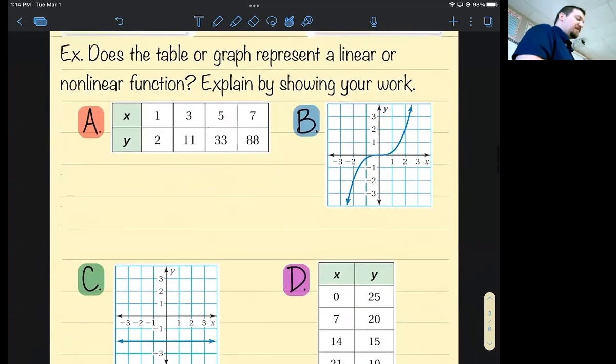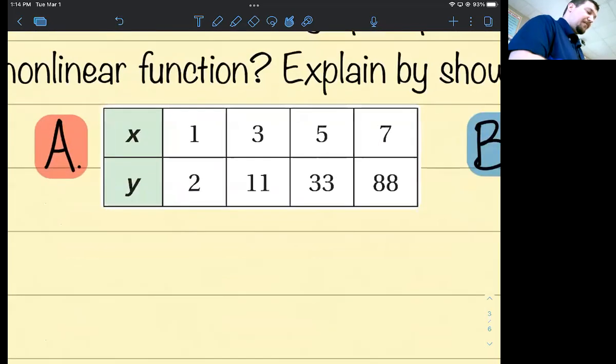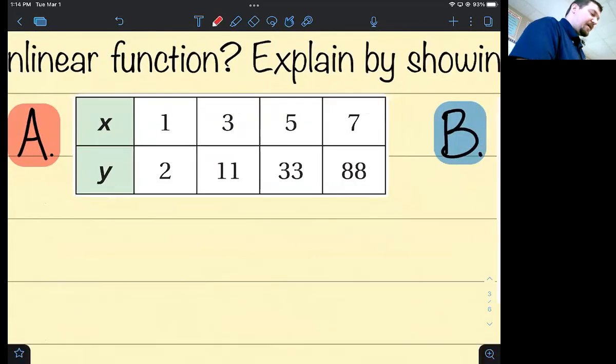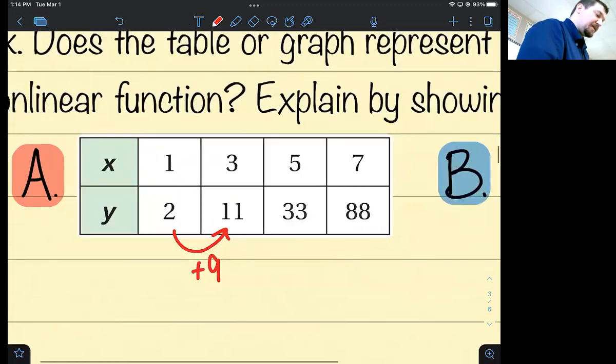Okay, now let's look at a mixture of charts or tables, whatever you want to call them, and graphs, and see if we can determine if it's linear or nonlinear. Explain by showing your work if you're looking at the table. So on this table, as y increases by 9, x is increasing by 2.